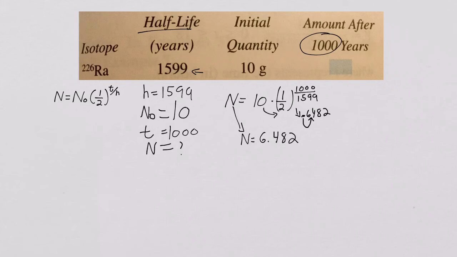So we just used the half-life formula to find the amount after 1,000 years that this isotope is worth. So there we go. If you wish to fill it in here, you get 6.482. And that will be your final answer.